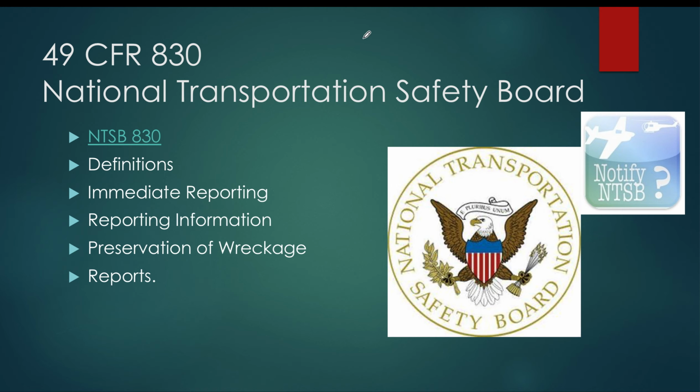NTSB 830, when you look it up, just look for that, go to 49 CFR 830, and you can look them up on your own. They give definitions for things like what defines an aircraft accident, or serious injury, or substantial damage. These are very important terms that you need to understand, so make sure you look them up. They're also covered in the ASA test prep book as well. So they give you definitions on that stuff.